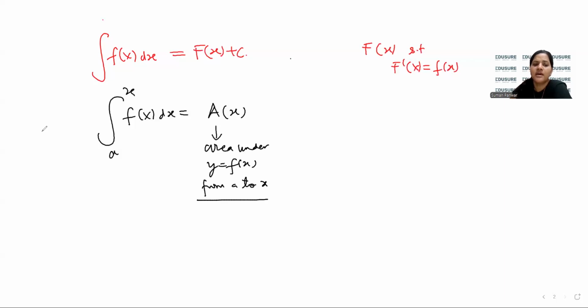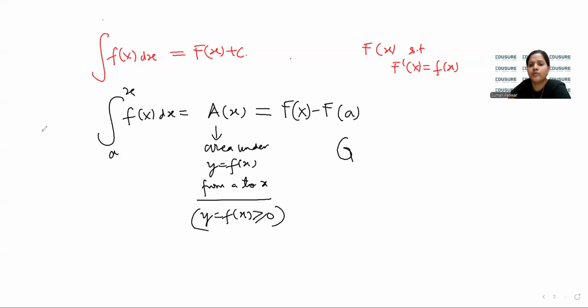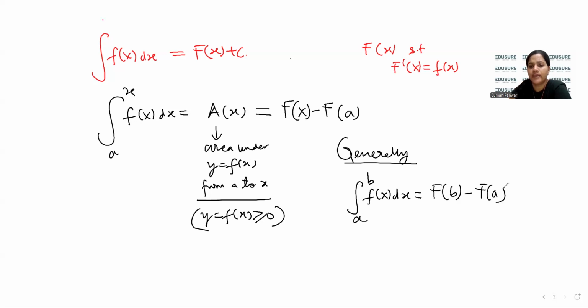And obviously we are considering that y equals f(x) is greater than or equal to 0. For negative, separate cases are discussed where we multiply the sign of the integral by a negative number, -1. So this definite integral is equal to F(x) minus F(a). Generally, if you write a definite integral whose limits are from a to b, f(x) dx, this is going to be capital F(b) minus F(a).